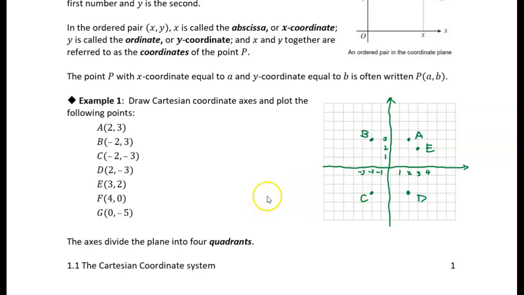Point F is (4, 0). All right, so we're going to go 4 in the horizontal direction and 0 in the vertical direction. Okay, so that's the point right on the axis. And so that is point F. Maybe I'll put it up here. And then finally point G is 0 in the horizontal direction, but then -5 in the vertical direction. So 1, 2, 3, 4, 5 would be down here on the axis. It's on the axis. So this is point G.